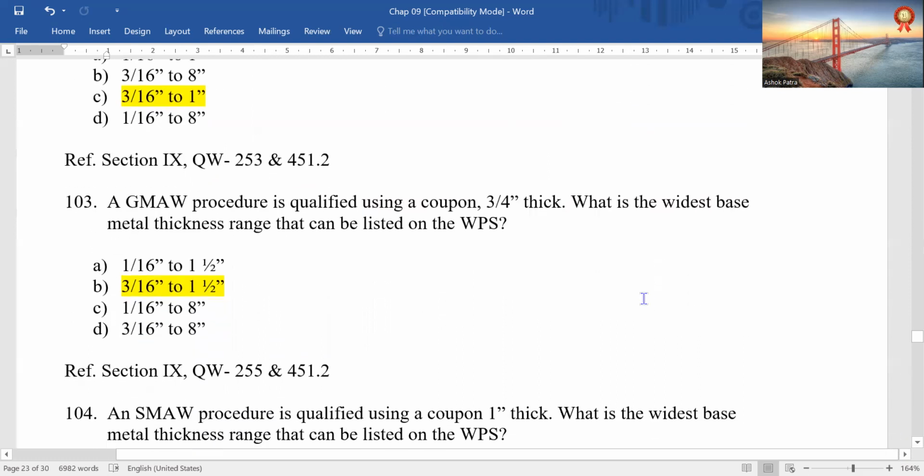An SMAW procedure is qualified using a coupon 3/4 inch thick. What is the widest base metal thickness range that can be listed on the WPS? 3/16 to 1/2 inch.